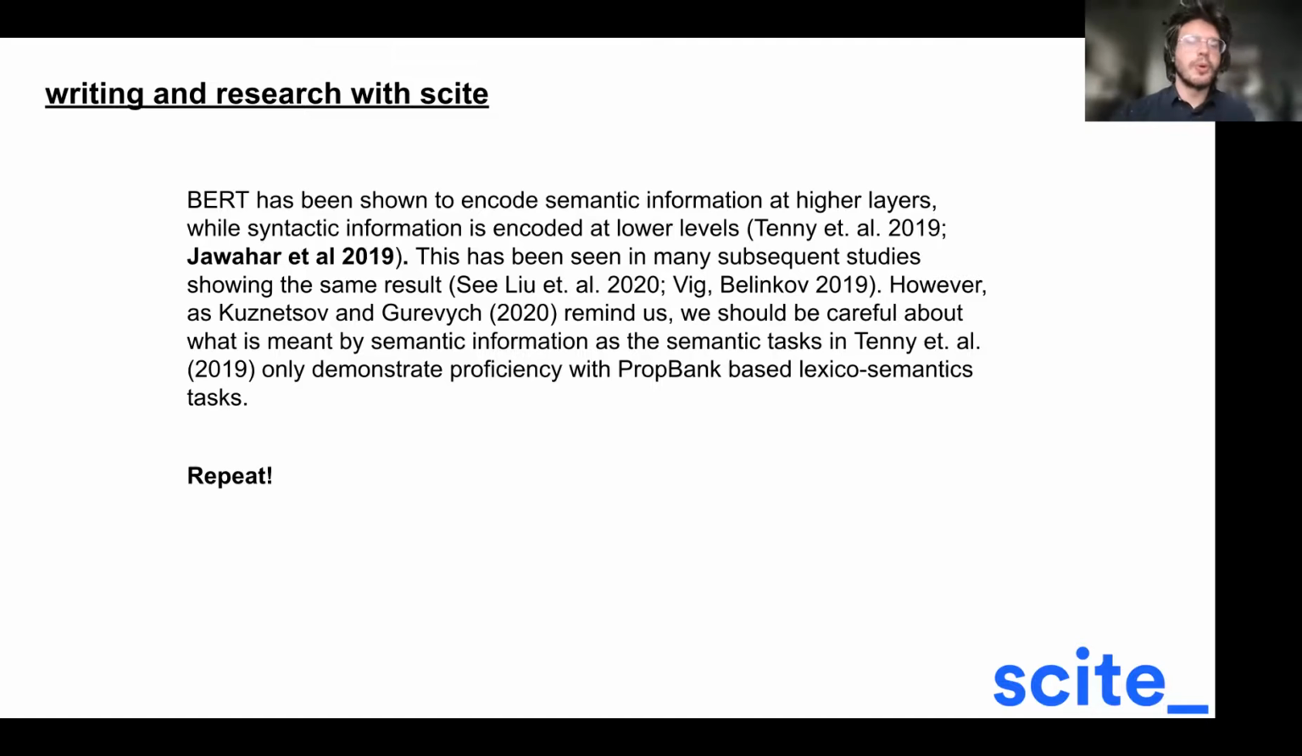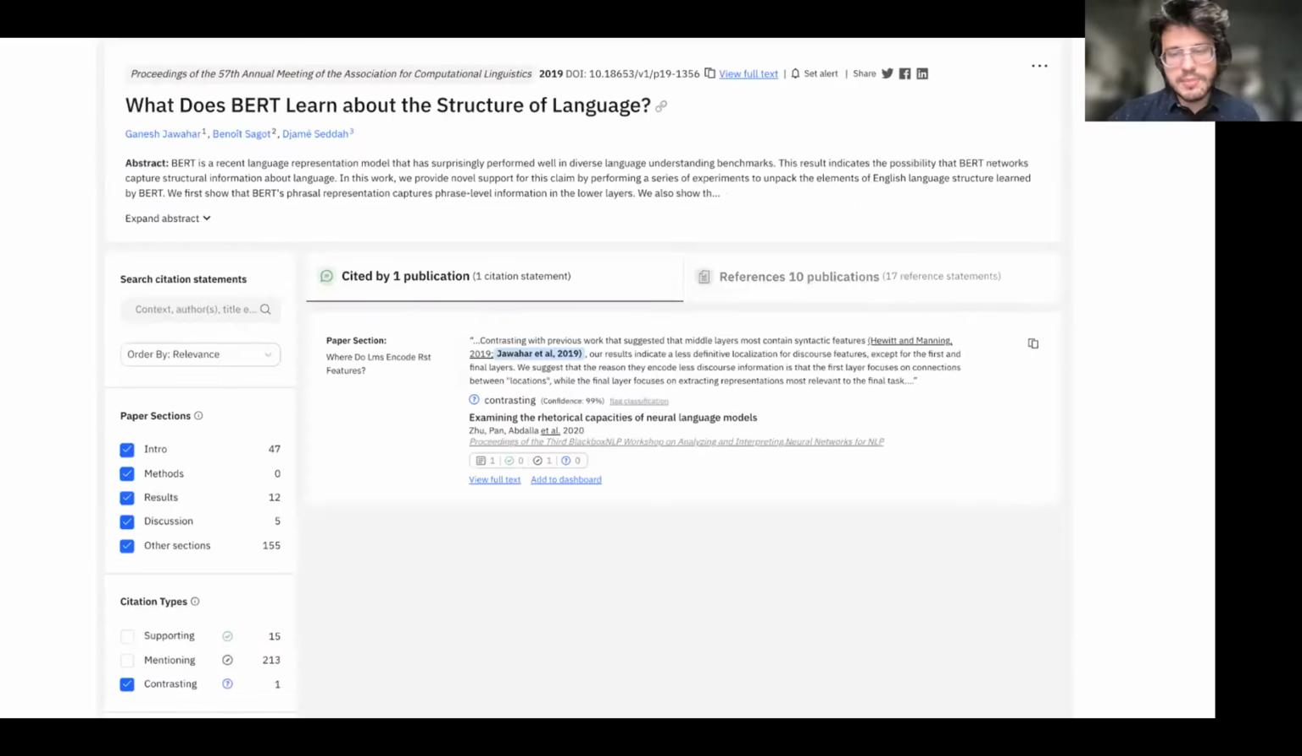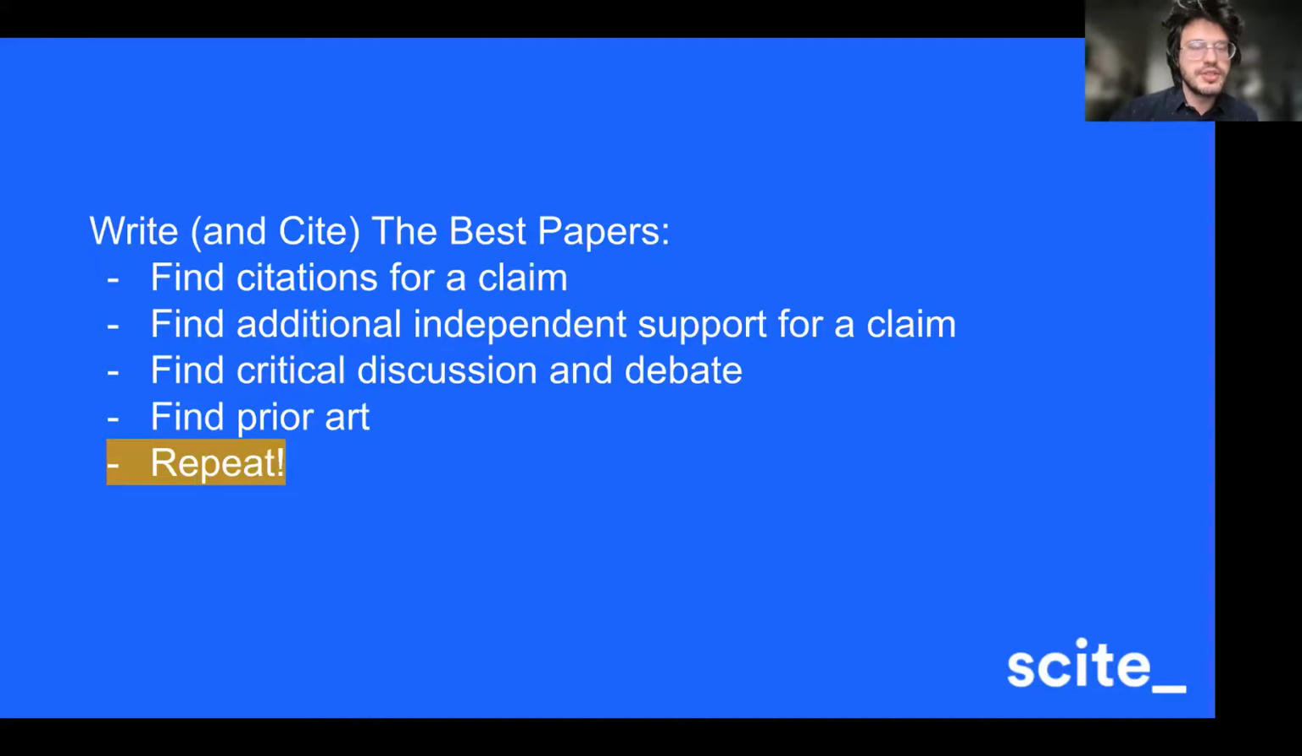does it have independent supports? Are other people citing it for the same reasons? Is there anything critical about Jawahar, which I'm showing here? It's a similar criticism of Tenney, which is that they're not exploring rhetorical information in these models. So that's another criticism to add to your manuscript, and so on. You can just repeat these steps, going through claims that you've made in your paper and searching them in Scite, or other manuscripts, and so on.